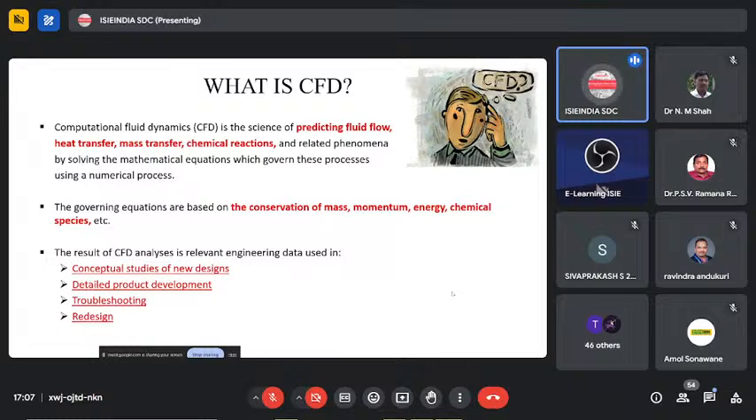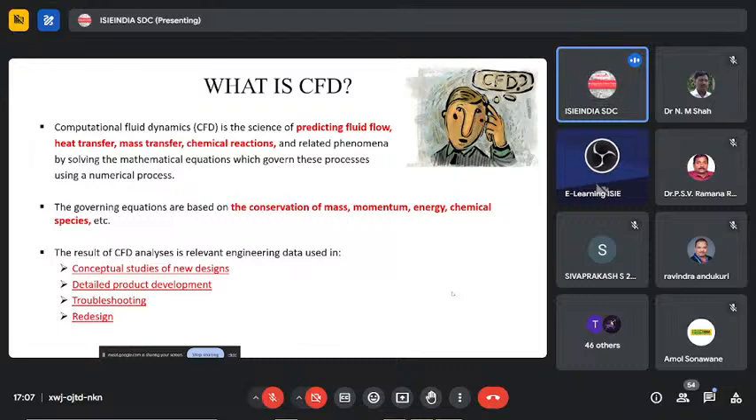After that, we break down the fluid domain into a number of pieces, which is known as a grid, and calculate the fluid behavior at each piece, or each grid cell, to see how the fluid behaves. The results from CFD analysis provide crucial data that is used in various ways.